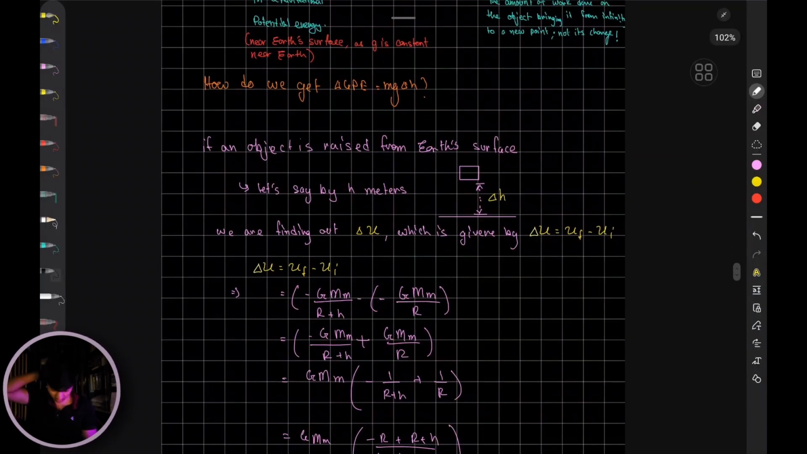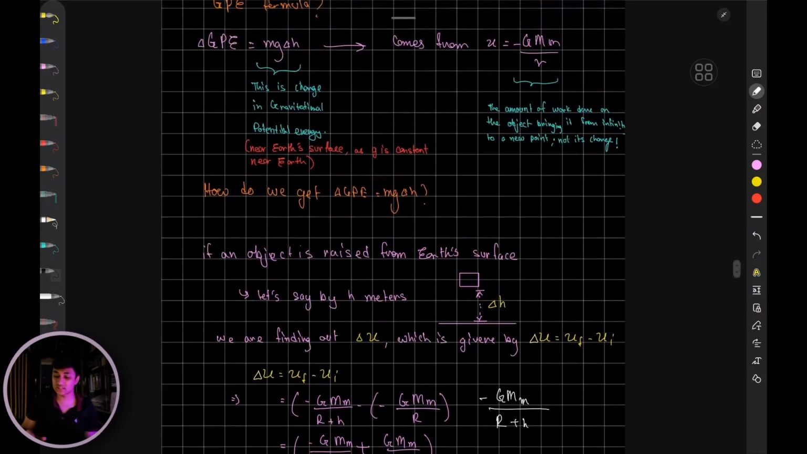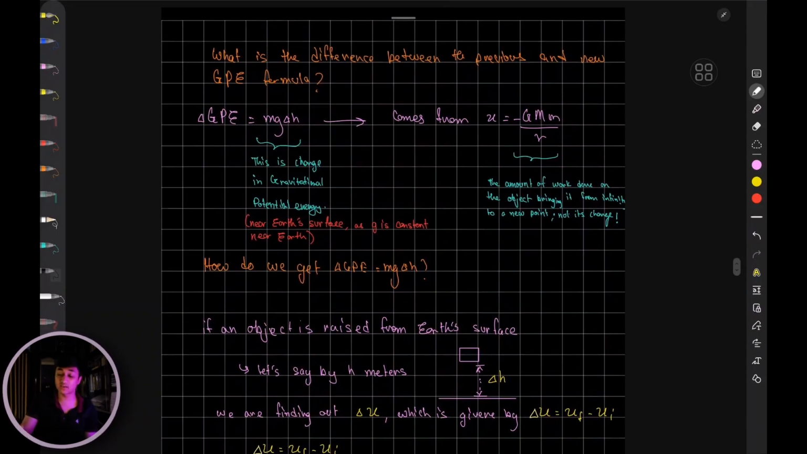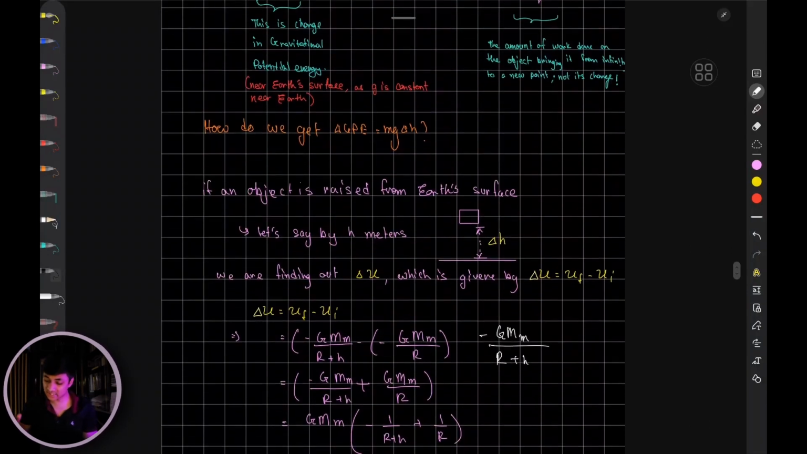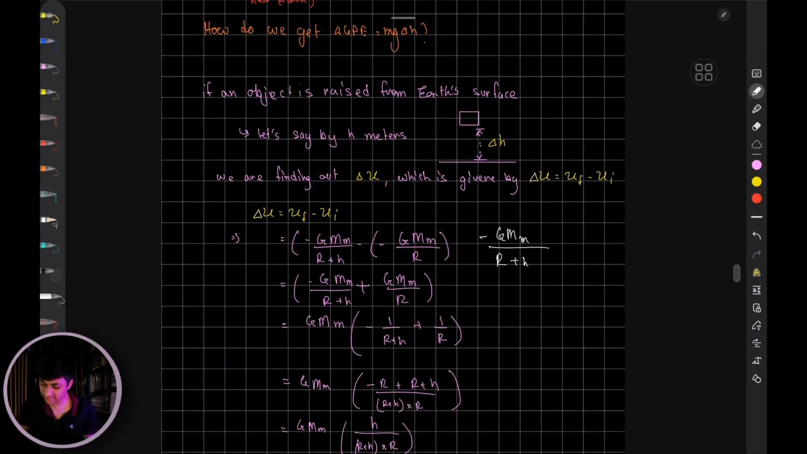So finding that out over here, the final gravitational potential energy is going to be minus G, mass of Earth, times mass of the object, divided by the radius of Earth, that is up to the surface, plus the height that you lifted the object by, that is h. Meaning this change in height is quite small compared to the radius of Earth, because in this formula we're considering g to be a constant. Therefore, taking that into account, let's continue.